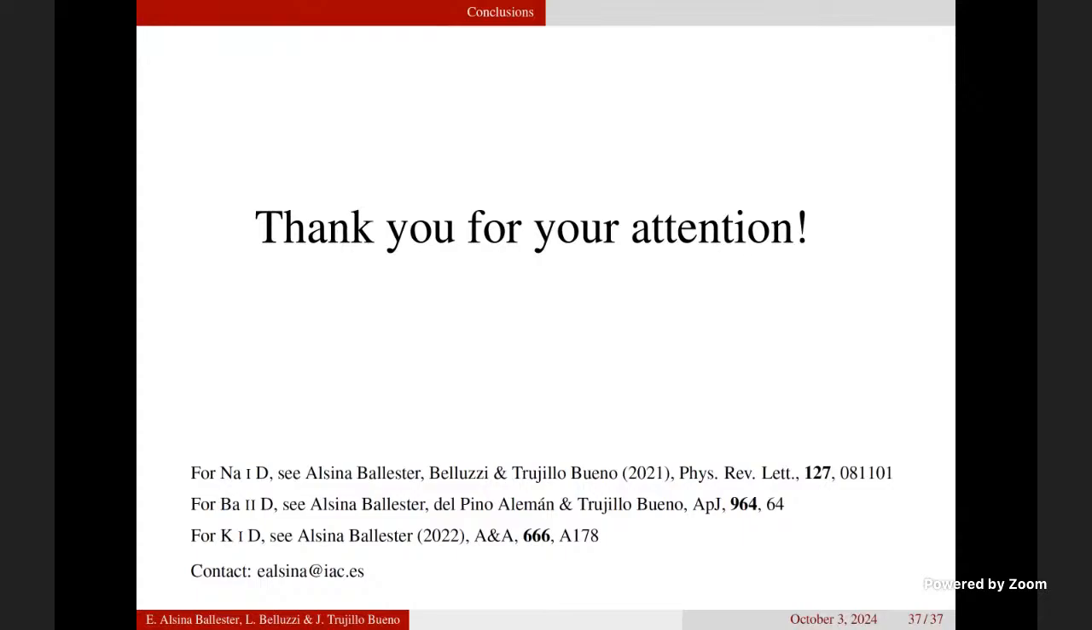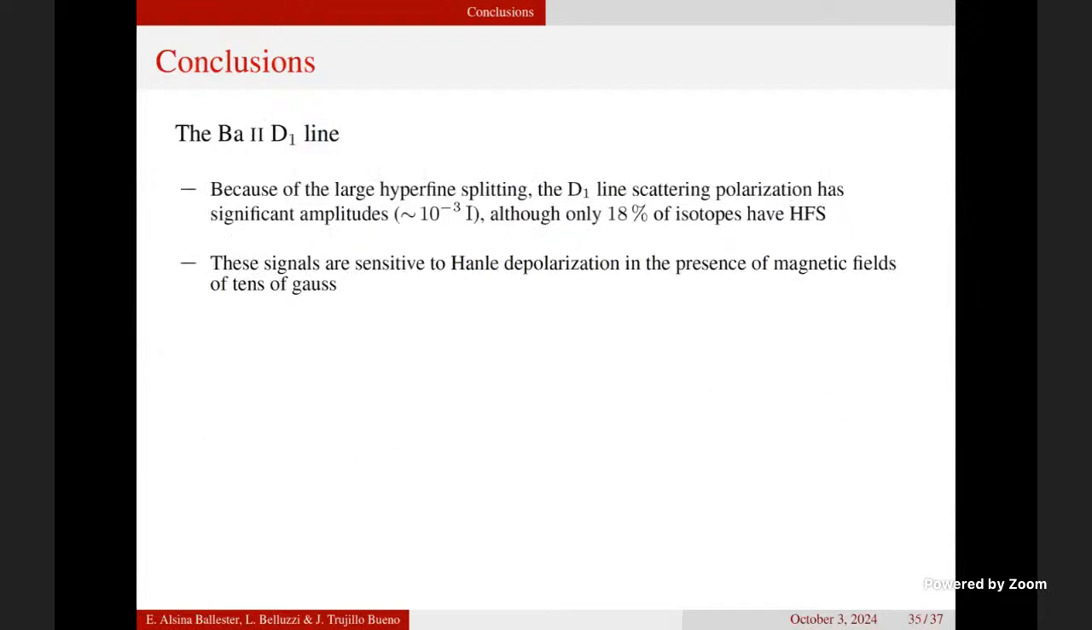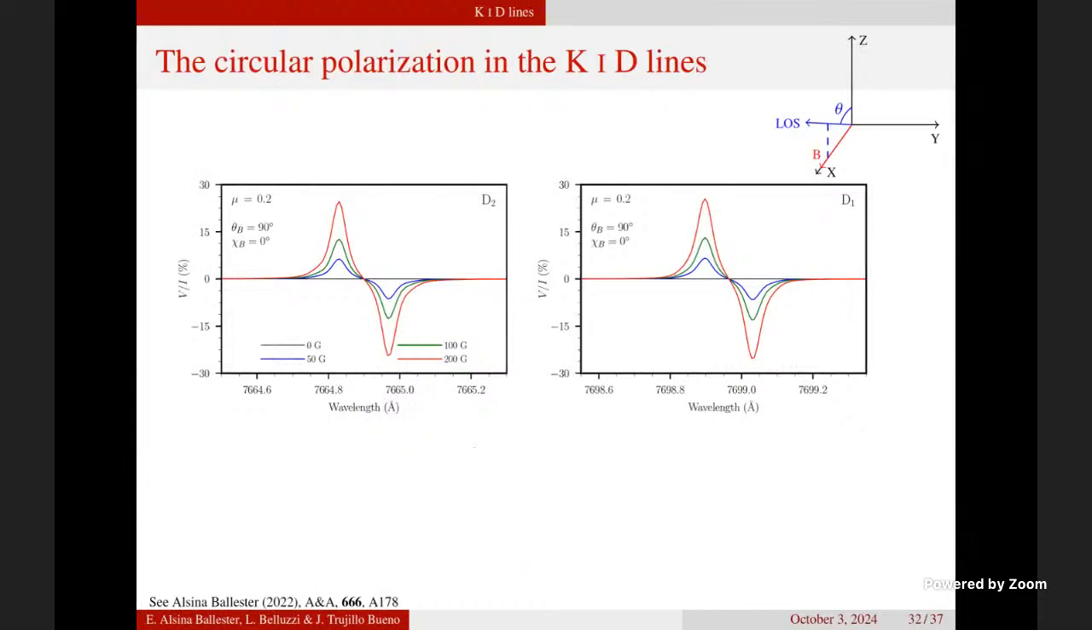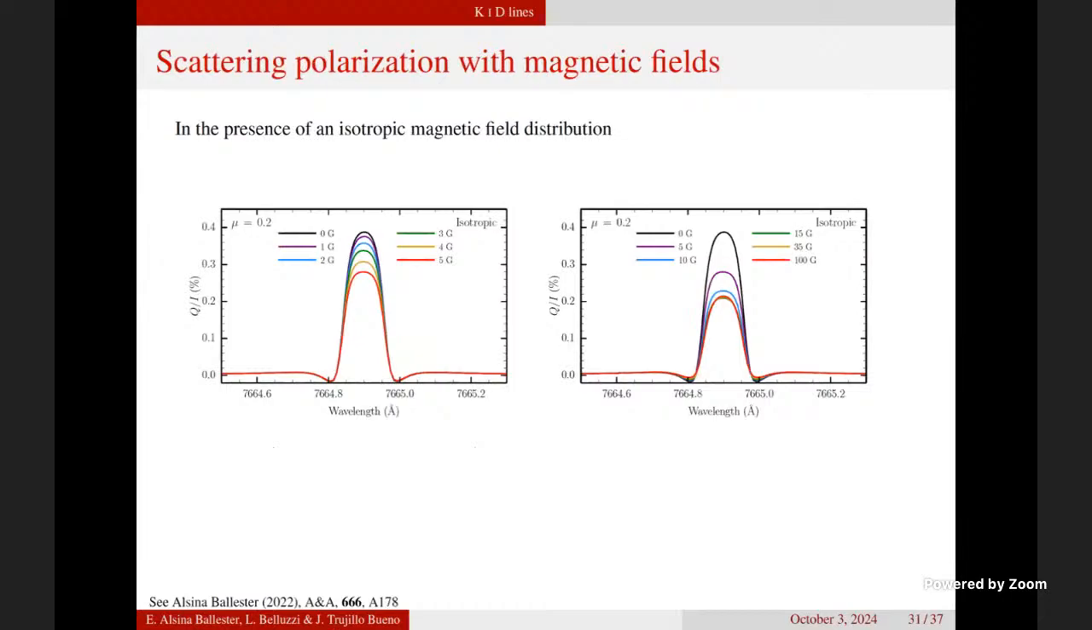Thank you. And another question, it was not clear to me. Of the potassium lines, the interesting one is the blue or the red component? For the potassium lines, you mean in circular polarization? Okay, D2 is the blue, the one with the short wavelength, which is also the detector. Exactly.